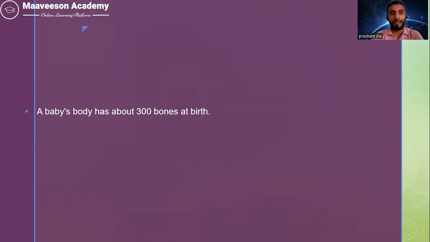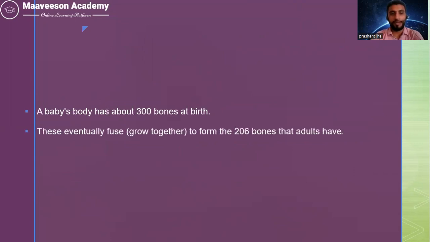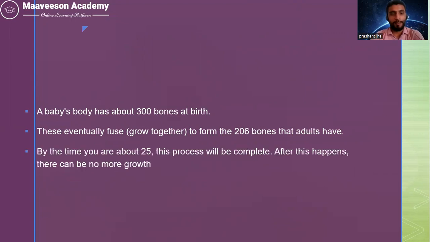A baby's body has about 300 bones at the time of birth, which eventually fuse and grow together to form the 206 bones that adults have. By the time you are about 25, this process will be complete, and after this happens, there can be no more growth.